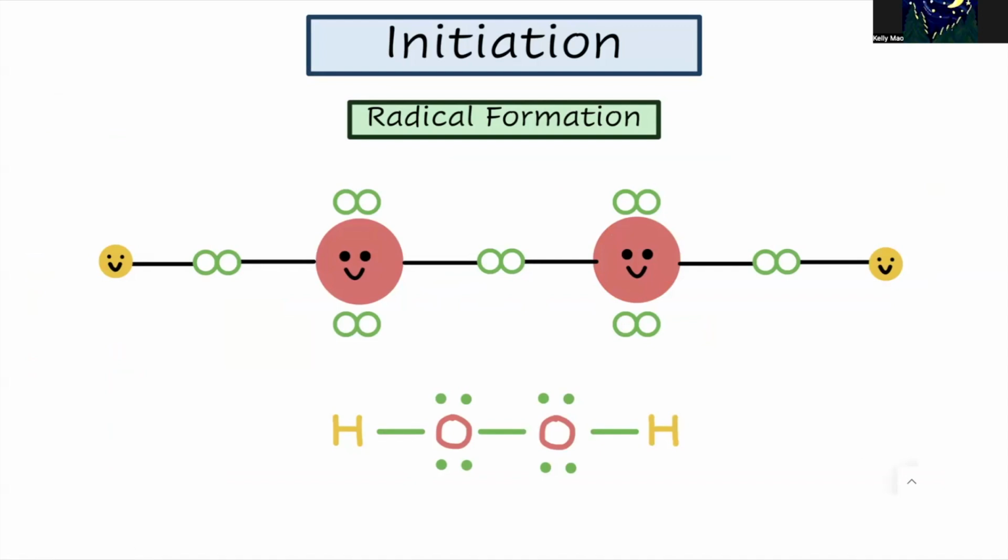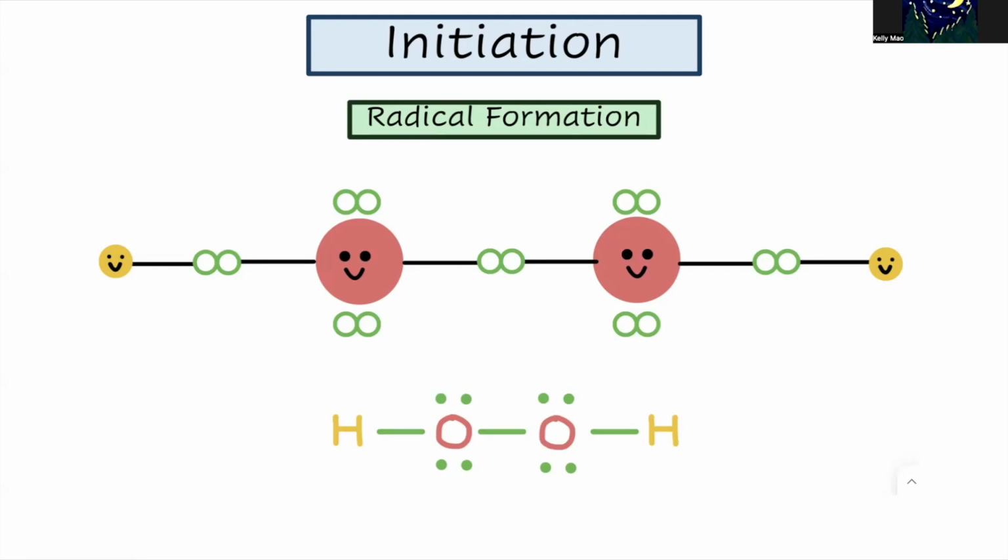The first step in initiation is the formation of a radical. This step consists of an initiator, such as peroxides, acyl compounds, etc., which are broken down to form radicals. This can be done with the application of heat to induce thermolysis. For simplicity, we have a hydrogen peroxide molecule here.